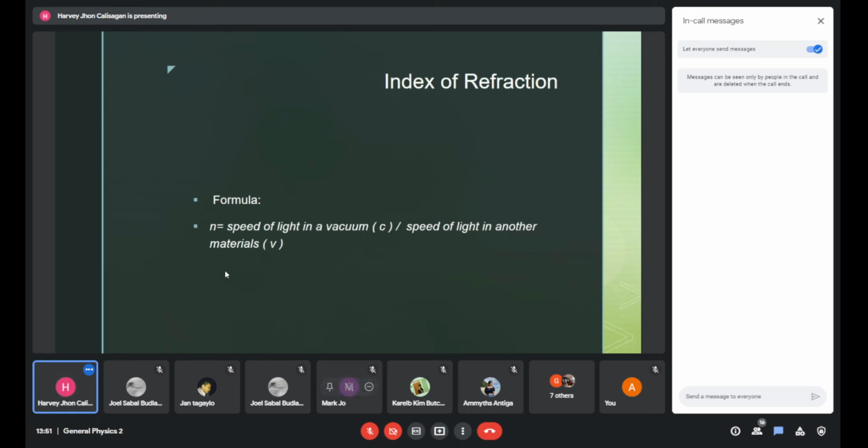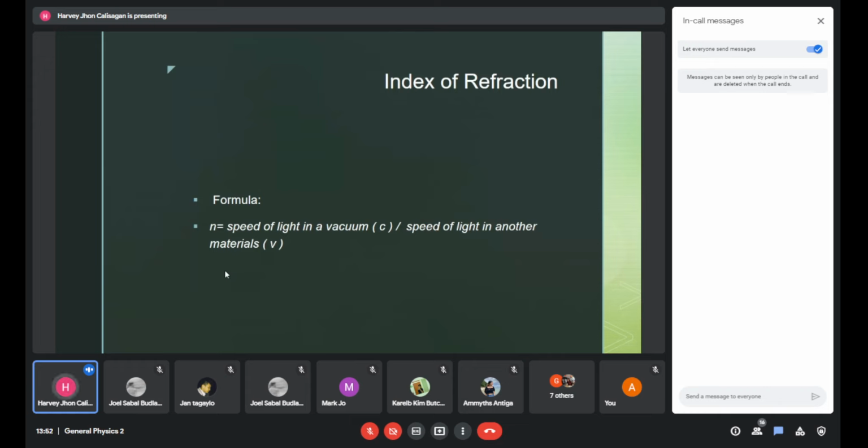I still have one. We will end up at 2:15 plus. Okay, so let's talk about index of refraction. Index of refraction is somewhat like the opposite of reflection.